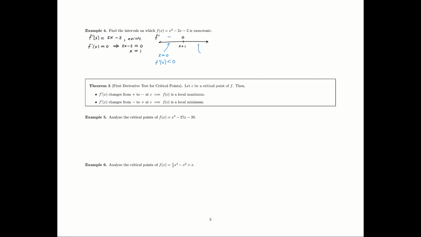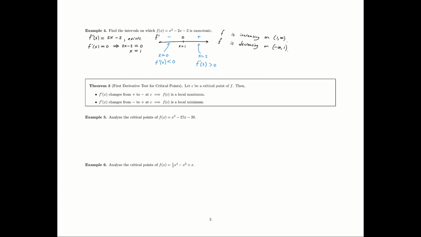But right here, let's just do another sample point. Let's do x equals 2 for our sample point. F prime of 2 is in fact positive. So what we see is that f is increasing on, not 0, excuse me, 1 to infinity. This half of the real number line from 1 to infinity, and f is decreasing on negative infinity to 1.